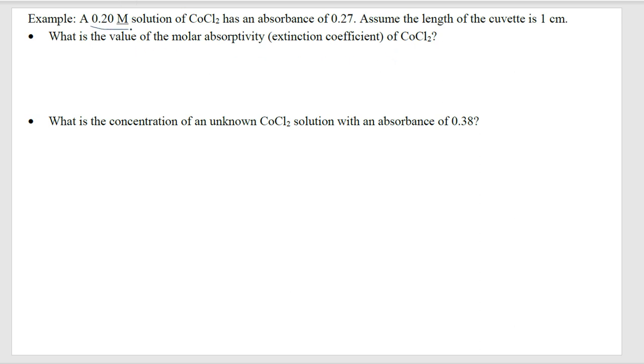They gave us a 0.2 molarity solution, so we know that's our concentration. We know that the absorbance is 0.27 and that the length of the cuvette is 1 centimeter. It's asking us to figure out what the molar absorptivity or the extinction coefficient is, and I apologize for my terrible handwriting. All right, so we're going to list what we have. We have A for absorbance, our extinction coefficient is that fancy backwards 3, L for length, and C for concentration. So our absorbance is 0.27. Our extinction coefficient, or molar absorptivity, is what we're trying to solve for.